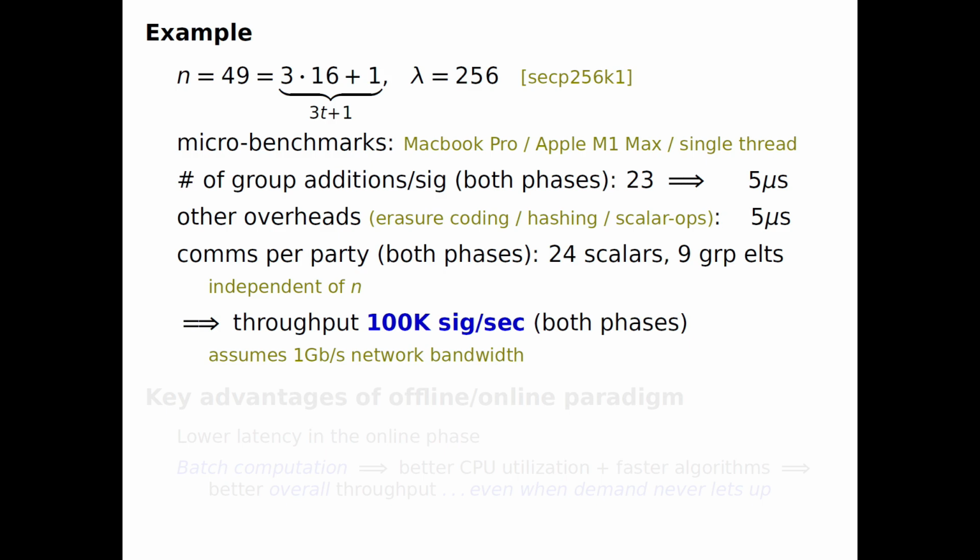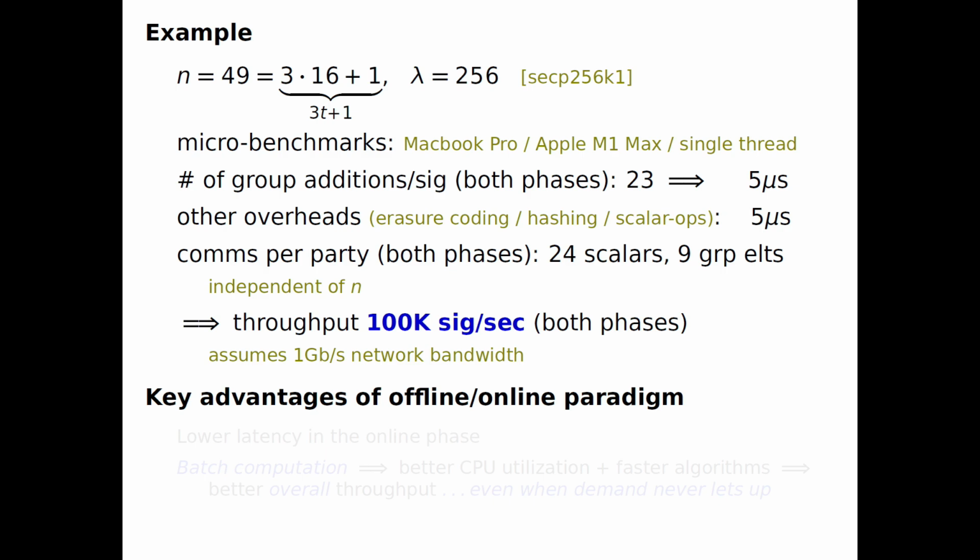So that's my advertisement. I want to mention some things that I learned along the way. This offline-online paradigm goes back a few decades. When it was originally introduced, people thought of it mainly as a way of moving expensive computations from periods of high demand to periods of low demand.